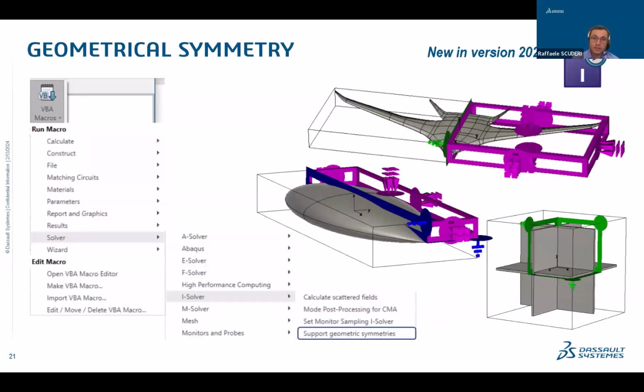And still talking about new features in the RCS world that we introduced in 2024, let's have a look at another important thing, which is the geometrical symmetry. The geometrical symmetry is very, very important when we are dealing with models that are geometrically symmetric, but they are not from the point of view of the source. So for example, let's suppose we are impinging here with a plane wave, which doesn't have, for example, a particular geometrical configuration with respect to the main planes. Using the geometrical symmetry, we can now do it.